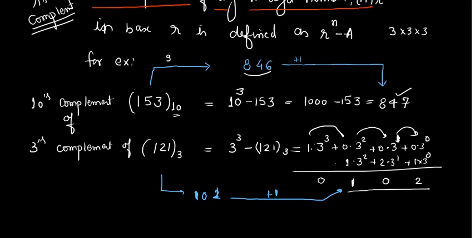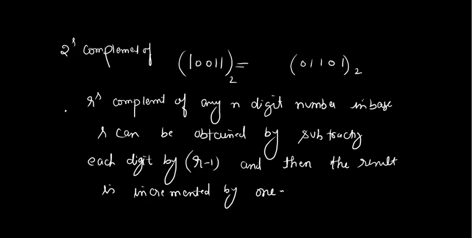Similarly, to get the 3's complement of 121, we subtract each digit from 2. Subtract each digit from R minus 1, or in this case 2, and whatever resultant we get, which is 101 in this case, we increment it by 1. Similarly, we can find the 2's complement of this.